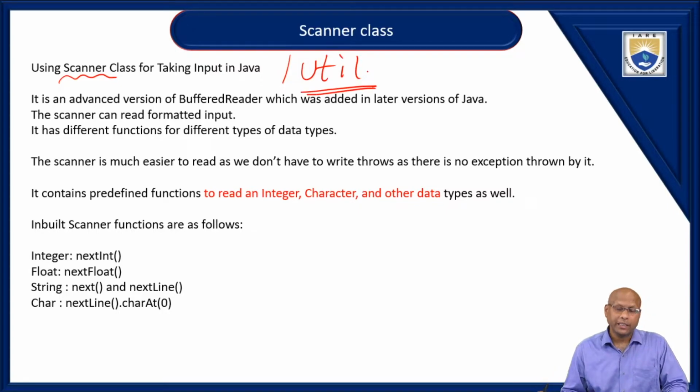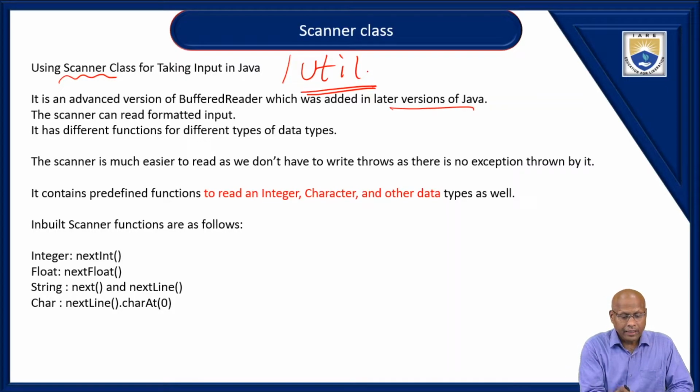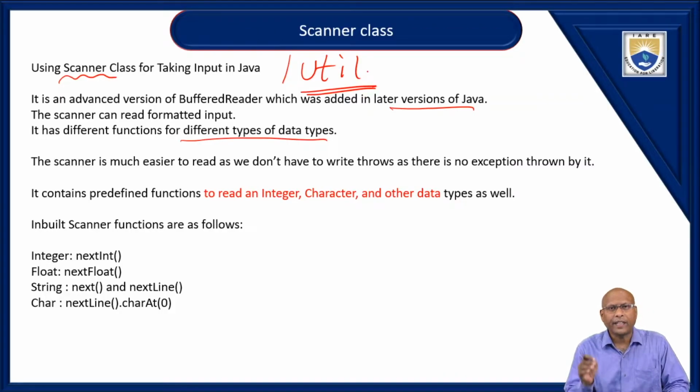If you know this package, then you can do this program. So it is an advanced version of buffer reader which was added in later version of Java. The scanner can read the formatted input. It has different functions for different data types. For integer, one method. For character, one method. For float, one method. For string, another method. For double, another method. For every primitive data, you will find a corresponding method in a scanner class.